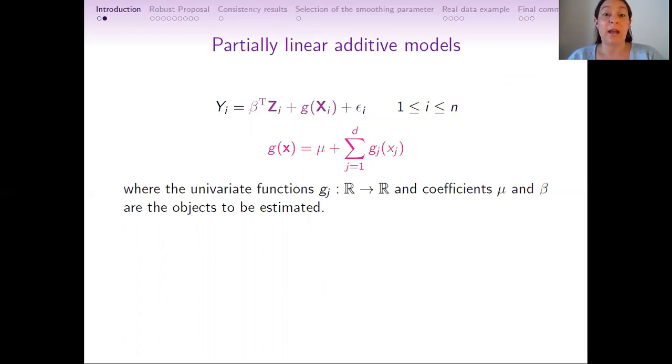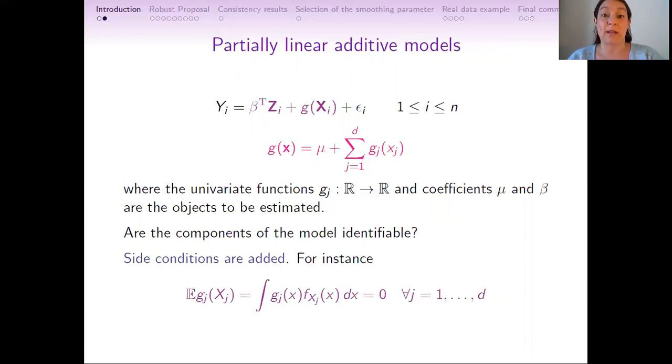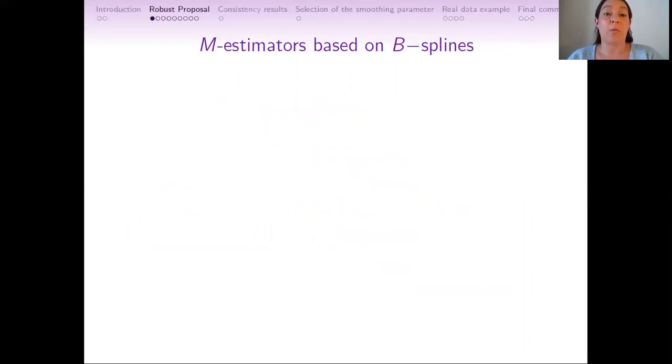Under these models, the multivariate function g is assumed to be a constant mu plus a sum of univariate functions gj at xj. Then the objects to be estimated are the univariate functions gj and the coefficients mu and vector beta. But are the components of the model identifiable? The answer is no unless we add side conditions. The most common conditions consist of assuming that the expectation of gj at xj is 0. So under these models, we are going to propose M-estimators based on B-splines.